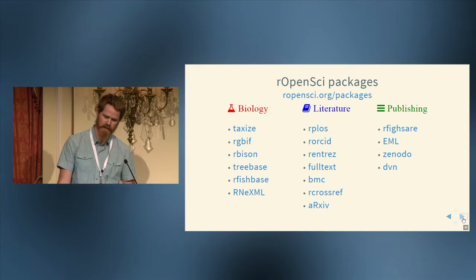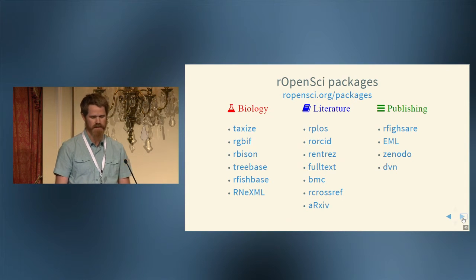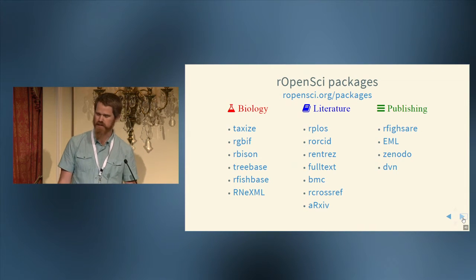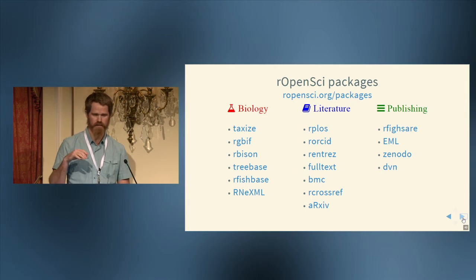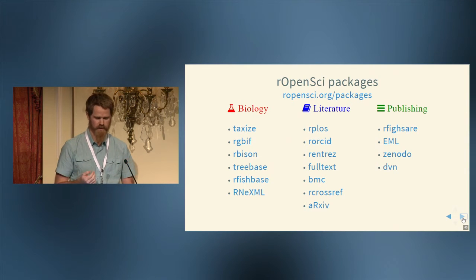So we have a whole bunch of packages there. You can check out the link at ropensci.org/packages. We have thematic areas. We started in biology. We were all ecologists when we started, so we have a lot of activity there. But we also have a bunch of stuff in literature.